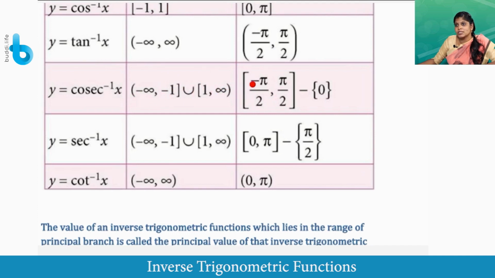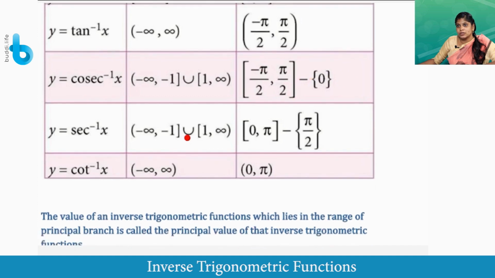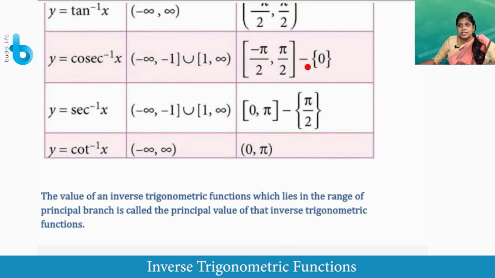Again, coming to the range, my range lies between minus pi by 2 and pi by 2, which is mentioned within the closed bracket. So minus pi by 2 and pi by 2 are also included. But in this set of elements, 0 will not be included. All the values from minus pi by 2 to pi by 2 will be included except 0. That is why we have subtracted 0. I hope you know the set notation.